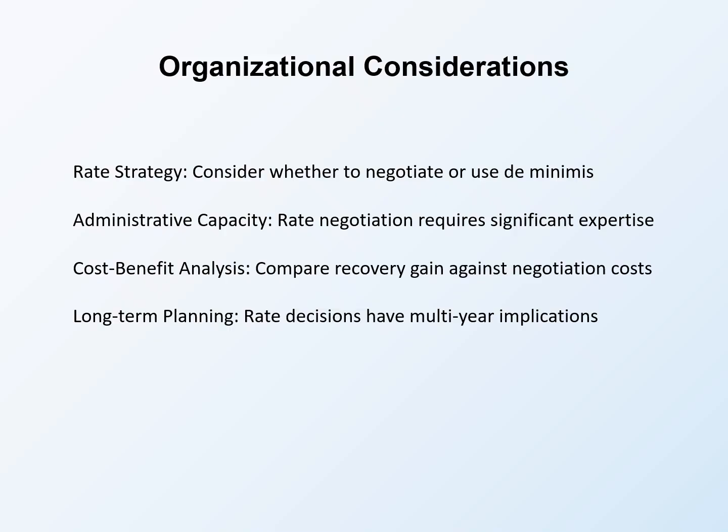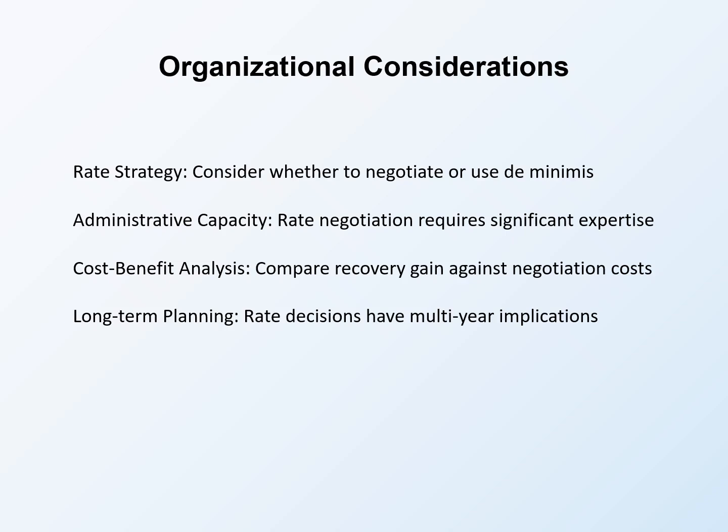Organizations with significant federal funding typically benefit from negotiated rates that recover actual costs. Smaller organizations or those with limited federal funding might find de minimis simpler and sufficient. Administrative capacity is required for rate negotiation. Developing a rate proposal requires cost accounting expertise, familiarity with federal regulations, and ability to manage the negotiation process. Organizations lacking internal capacity may need external assistance, which affects the cost-benefit calculation.